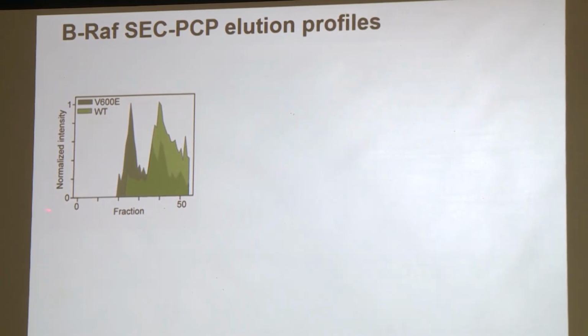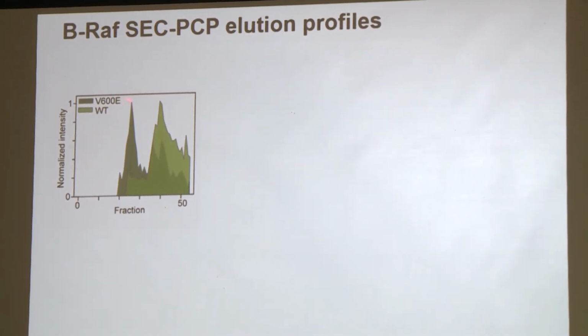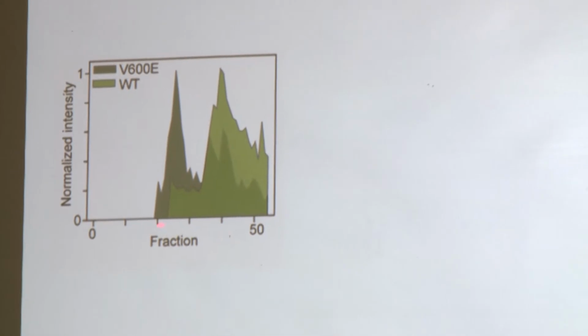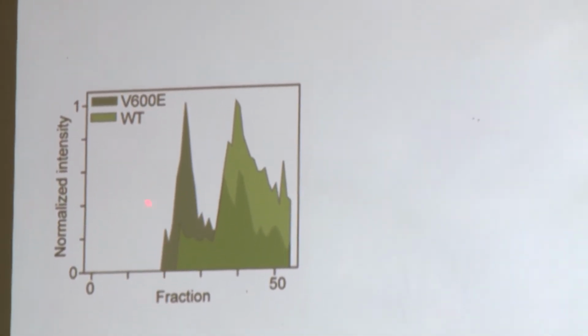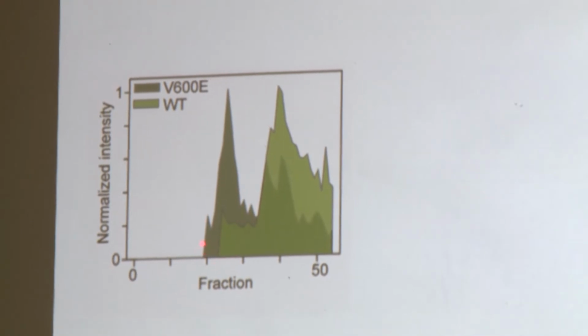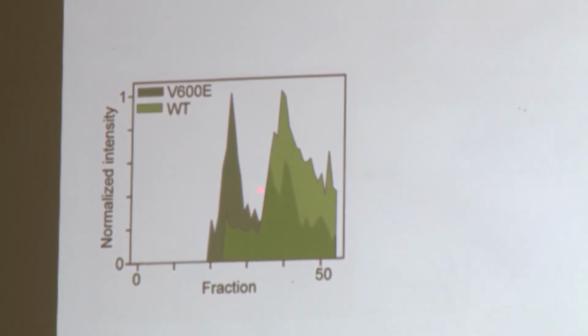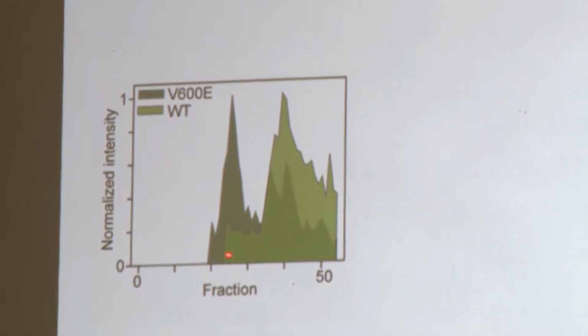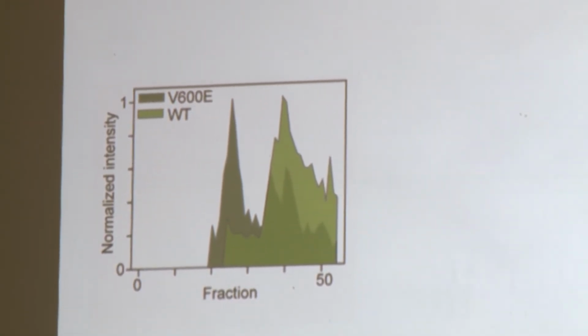So here, when we looked at the profiles, you see this would be our 54 size exclusion fractions, and this would be the relative intensity. And we have here in dark green this V600E BRAF isoform, and here in transparent green, it's wild type. It might be a bit difficult to see, but we have here a dark green peak in fraction 20-something, and then another one here. And you see here in transparent, this will be the elution profile of the wild type variant.